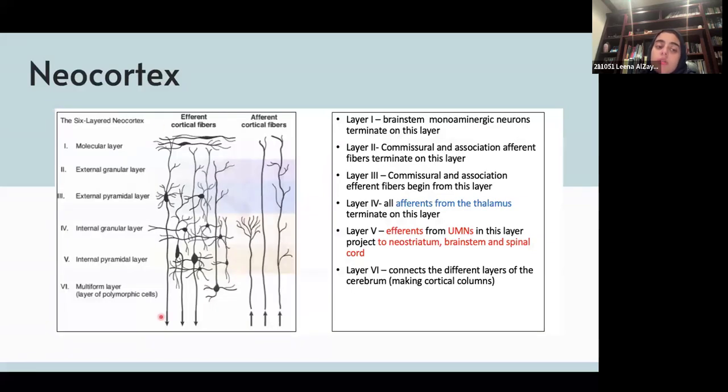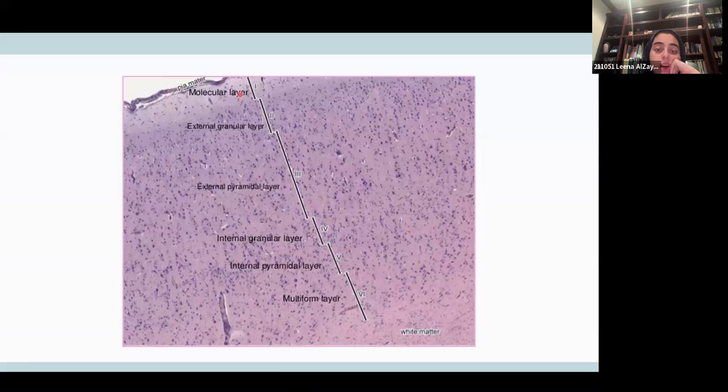We know that there are six layers of cells in the cortex. What you have to know is layers 4 and 5: 4 being the afferent from the thalamus, and 5 being the efferent from upper motor neurons to the spinal cord or the brainstem. This is how it looks. You must know the layers: molecular layer, external granular layer, external pyramidal layer, internal granular and internal pyramidal layer, and multiform layer. What you have to know is the internal granular and internal pyramidal. Pyramidal being the efferent, granular being the afferent.